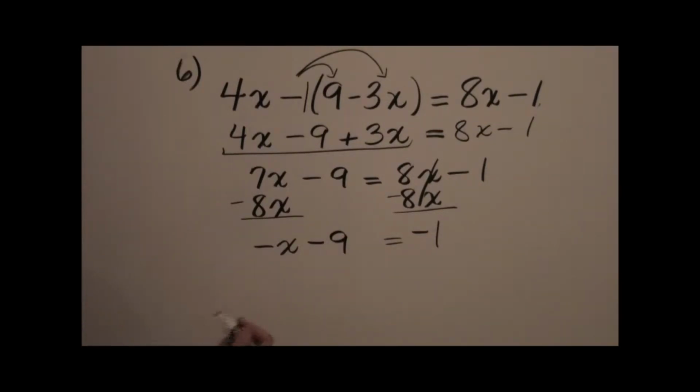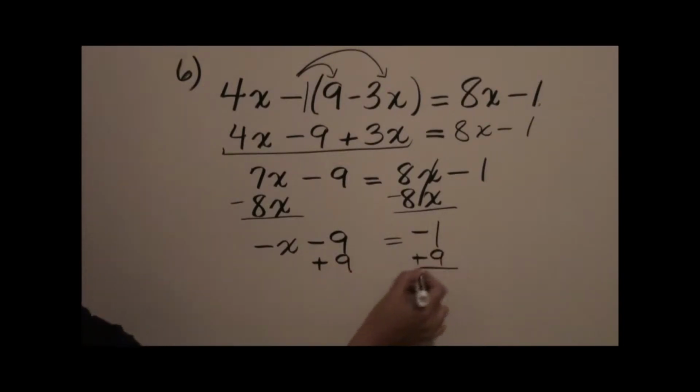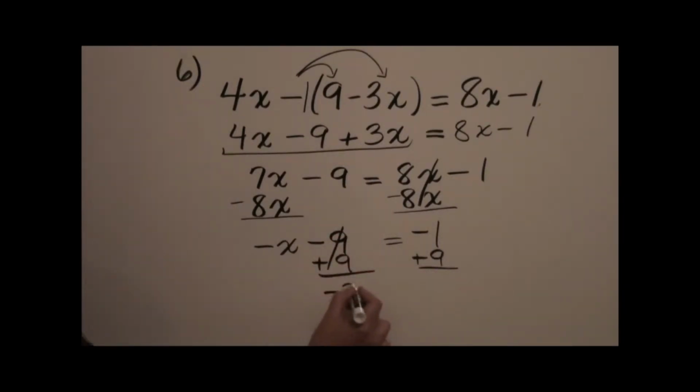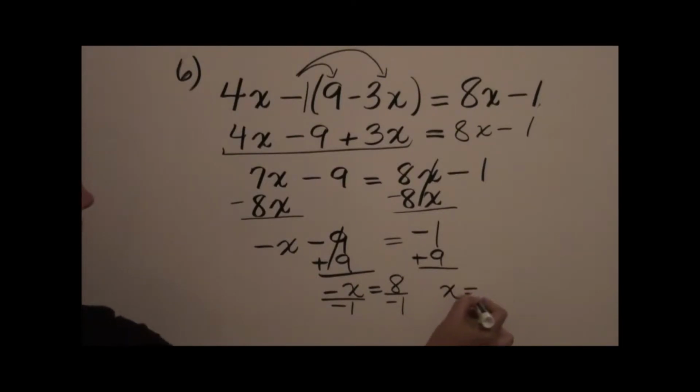I've got the variable on the left side, so I want to take the constants to the right side. So I add 9. I'm left with negative x equals positive 8. I'm not done because I have negative x. Remember that coefficient is a negative 1. So I divide by negative 1, and I get x equals negative 8.